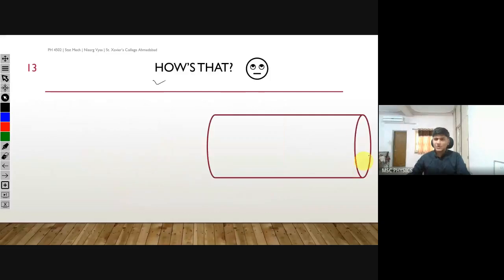How did this expression come? Let me give you a really small example. There are some particles inside this cylinder. All the particles are moving in this direction, let's say the x direction. The area of cross section of this cylinder is A for the time being. All the particles are moving in the x direction with velocity Vx.